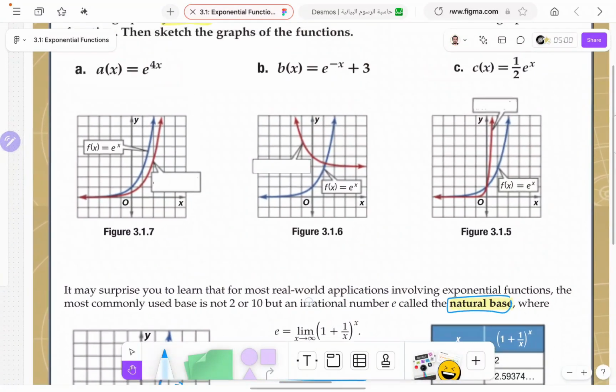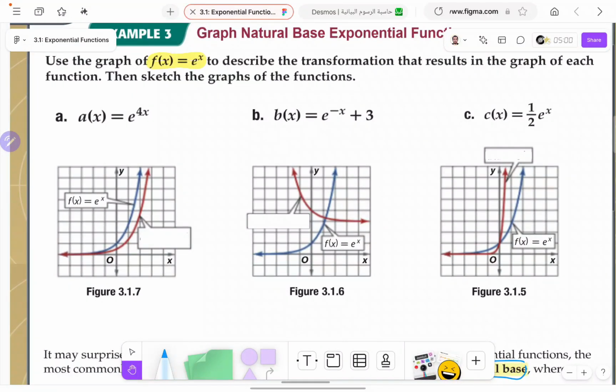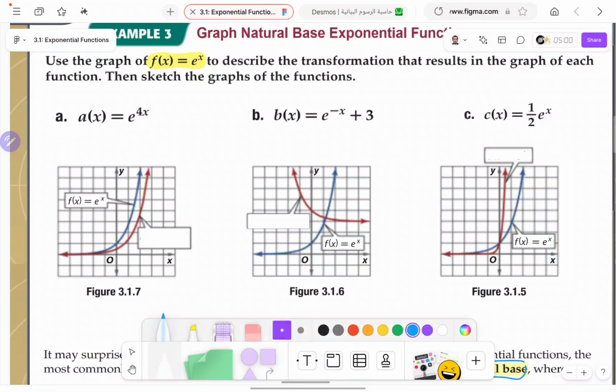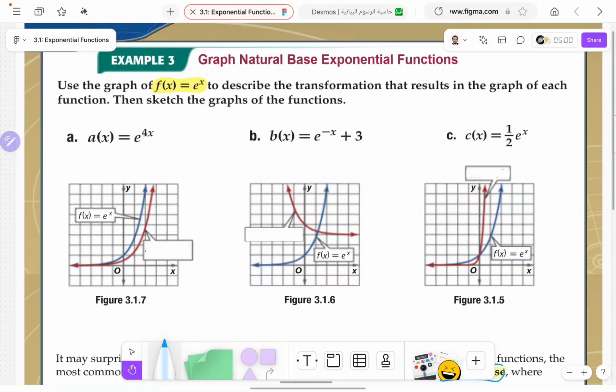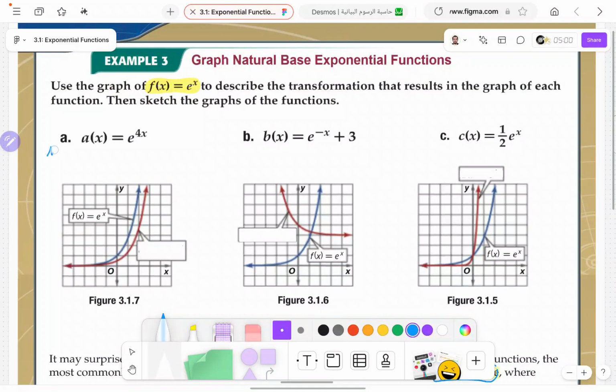Now let's go back to the question to match each function with each graph. To understand how we can match perfectly, let's describe the transformation, what happens between every function. The first function here is e to the power of 4x. Do I have h and k? No, h and k are 0. So we can mention there is no translation because h and k are 0.